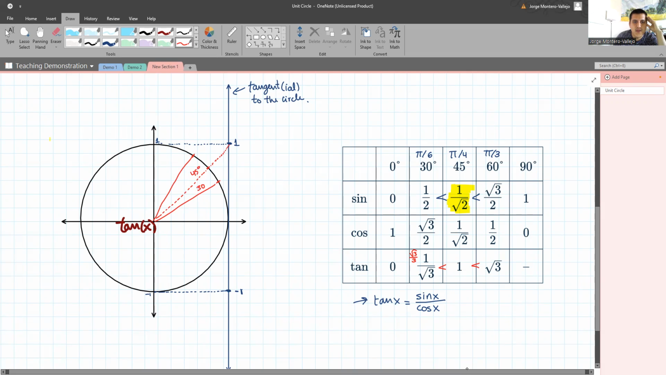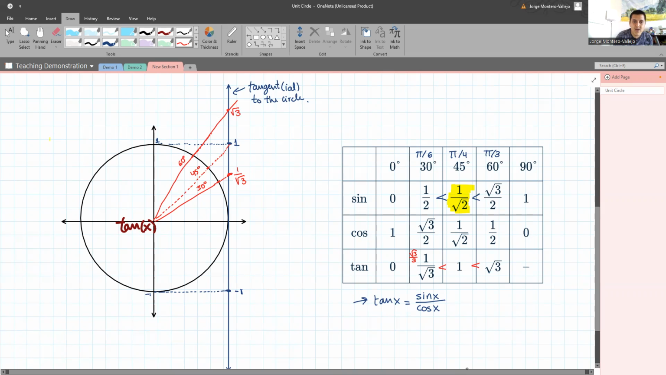Now, what about 30 degrees? Well, if we let it continue, it lands here. And we know that, of the weird numbers, the one that is below 1 is 1 divided by square root of 3, right? So that's the one that goes here. And for 60 degrees, if we let that line continue, it's going to land beyond 1, like after 1. And of the weird numbers, we know that the one that is beyond 1 is square root of 3. Okay, so that's how you get it.